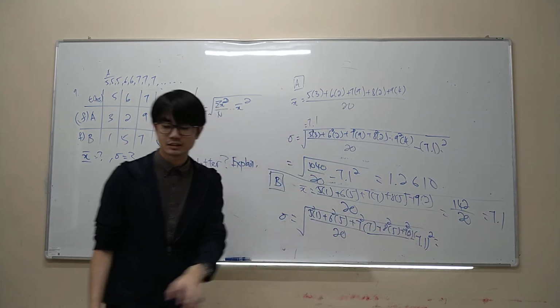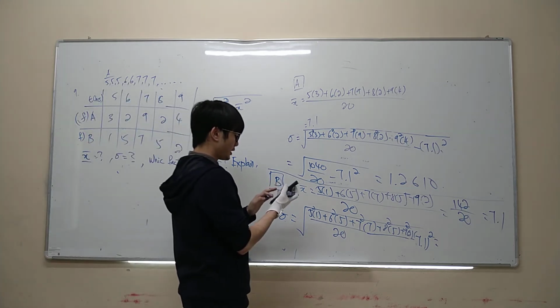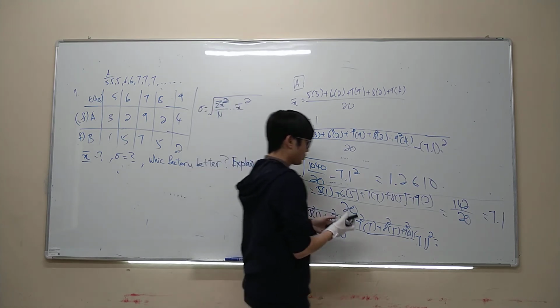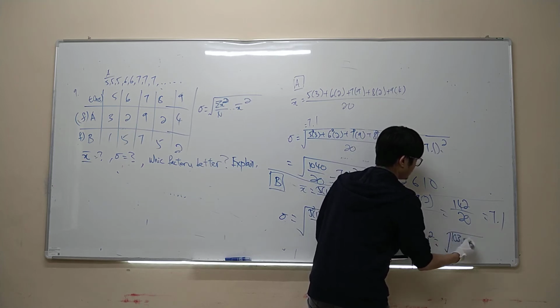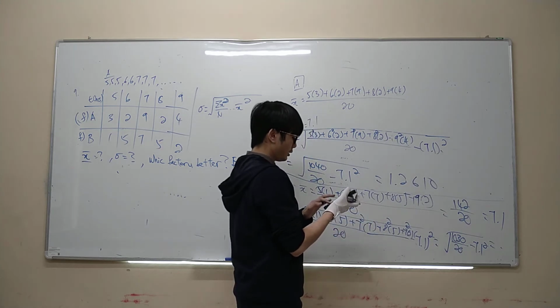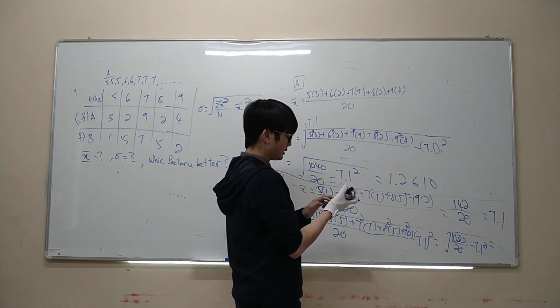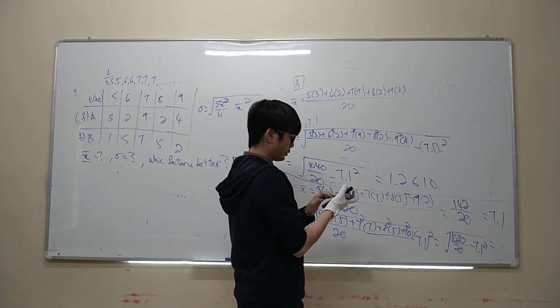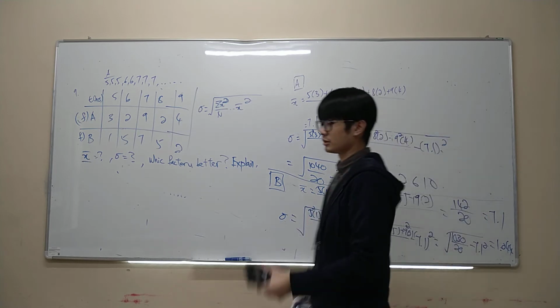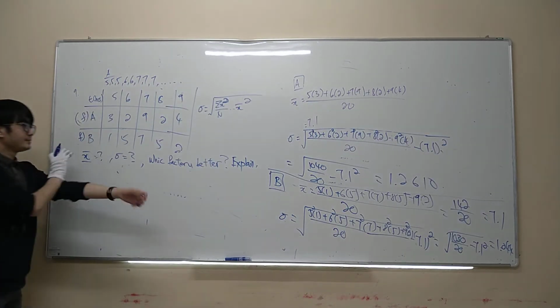So just press. 5 square times 1 plus 6 square times 5 plus 7 square times 7 plus 8 square times 5 plus 9 square times 2. So it's 1030. So it's 1030 over 20 minus 7.1 square. When you calculate the whole thing, answer divide 20 and then answer minus 7.1 square and then square root the answer, 1.044. Okay, now come back here.